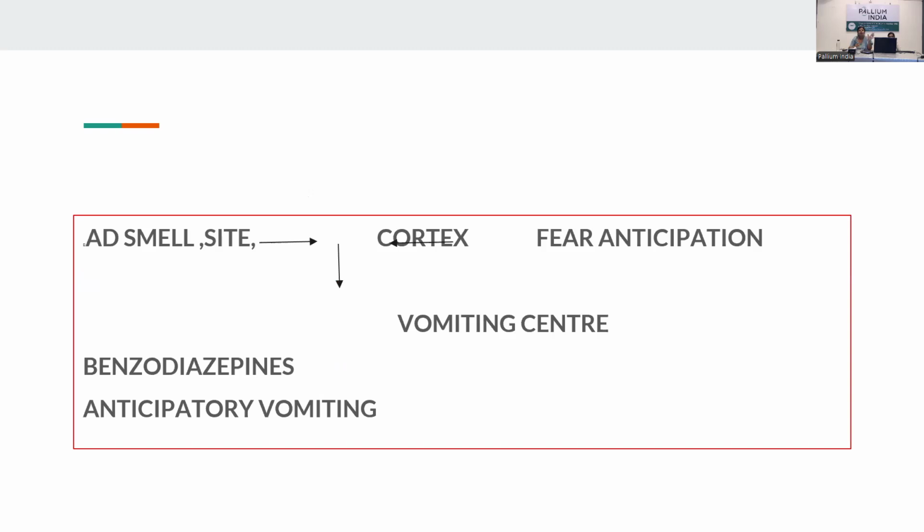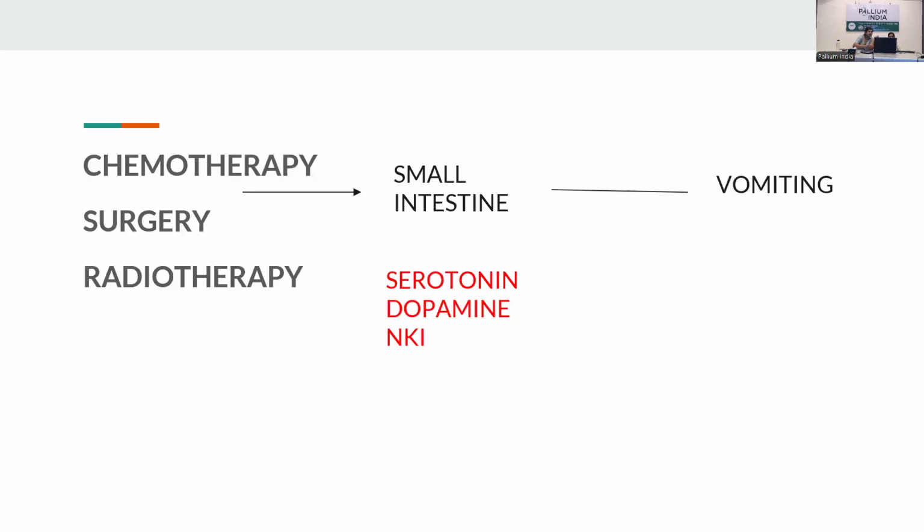Bad smell, sight, all those things. In the frontal cortex, fear and anticipation stimulate the vomiting center. What do we have to do? Benzodiazepines. Examples of benzodiazepines are clonazepam, lorazepam, and so on. Now again, the same thing from the gut: from the small intestine also, they have receptors, surgery, chemo, the same thing. I'm telling the same thing for you to understand and make it very clear.